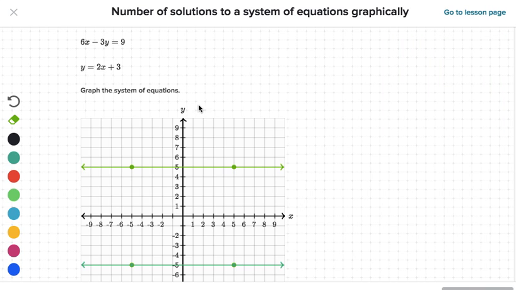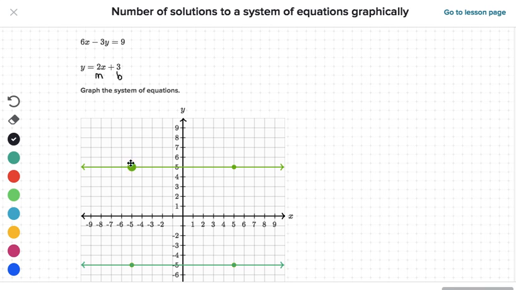The second thing we need to remember is that each of these equations is written in a different way. We have this one right here in slope-intercept form. So our slope m is given to us right here, and our y-intercept b is given to us as well. So let's plot that to start with.